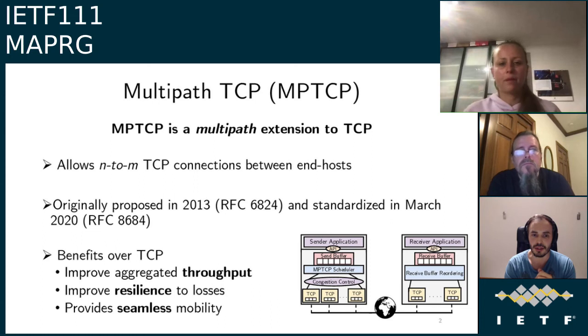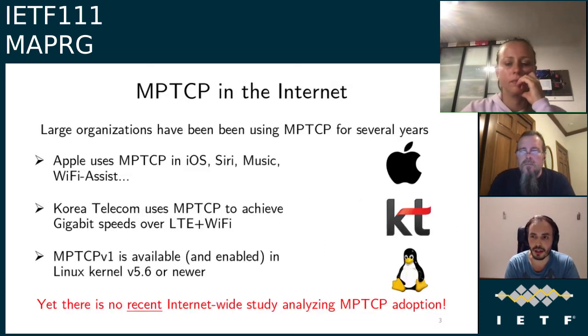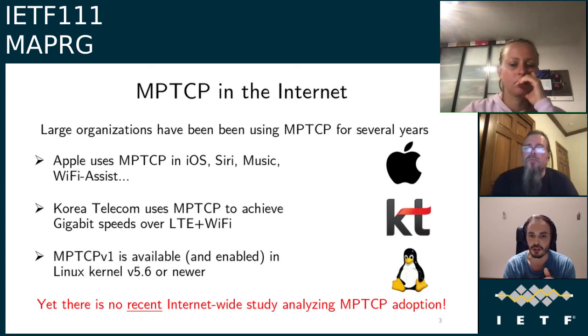What are some of the benefits of MPTCP over regular TCP? Well, it's higher aggregated throughput, improved resilience, and it can provide seamless mobility in handover situations. MPTCP has been used for quite some time by industry, for example, in iOS devices or in the Siri app by Apple, as well as, for example, by Korea Telecom, to improve the throughput when combining LTE and Wi-Fi interfaces. Recently, MPTCP version 1 has also made its way into the mainline Linux kernel. So everything newer than Linux kernel version 5.6 supports MPTCP version 1.